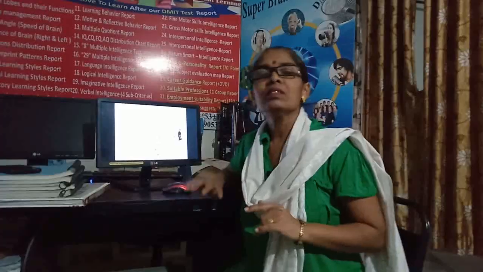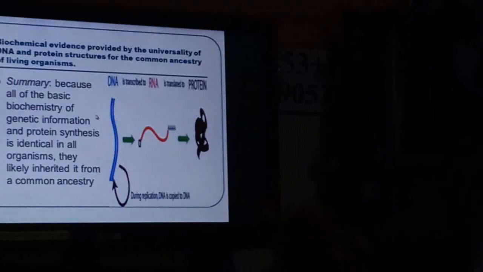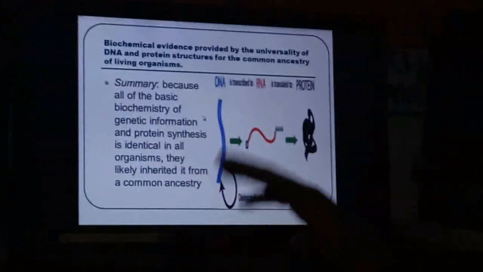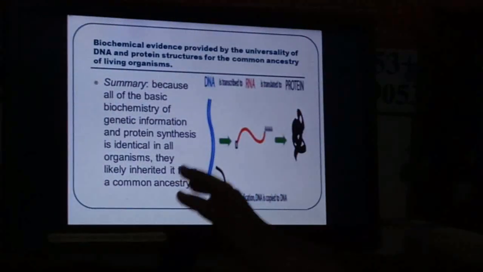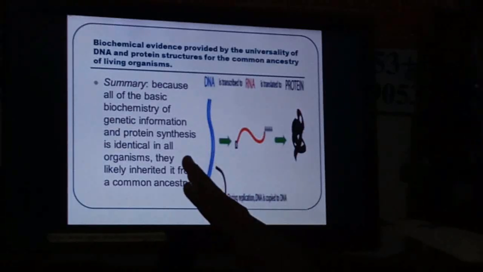So this is what the evidence proves, that all the different life forms have evolved from one common ancestor. These are some of the other evidences. These are biochemical evidences, which again give us proof that all the life forms have a common ancestor or are related with each other.